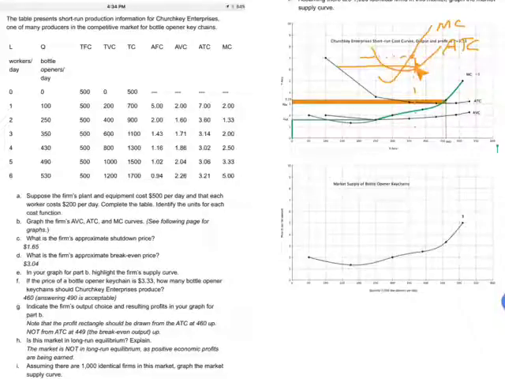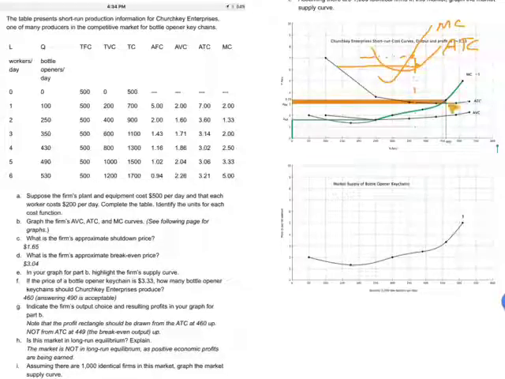Again, it's the vertical distance between marginal cost, that's price, and average total cost, where we are producing, not any other quantity. And then the usual profit rectangle. All right, hope that made sense. And then, is this market in long run equilibrium?